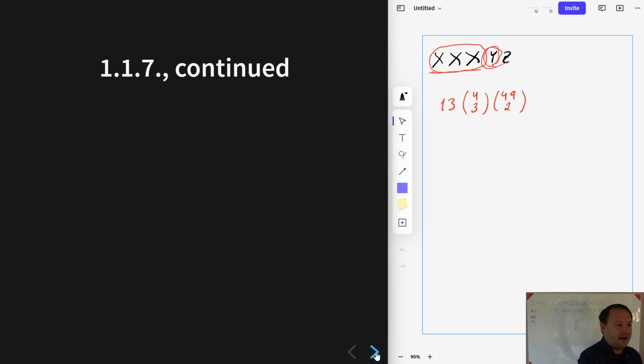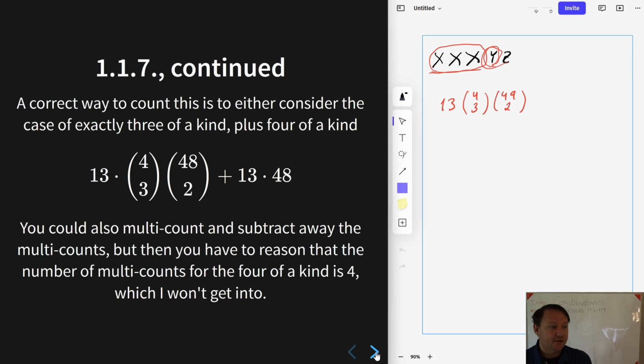So let's see how to do it the right way after we realize that this way of counting is too large. Probably the most obvious way to correct this is to say, okay, maybe I was just too ambitious in trying to count it all in one go. Let's break it into 2 subcases. One in which there are precisely 3 cards of the same rank, and the remaining 2 cards are of some other rank than the first rank that was chosen. So basically, precisely 3 cards of the same rank, and any other 2 cards other than that rank.